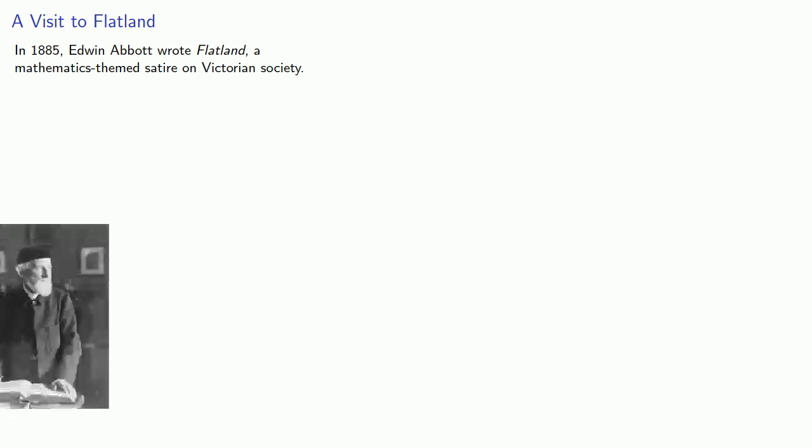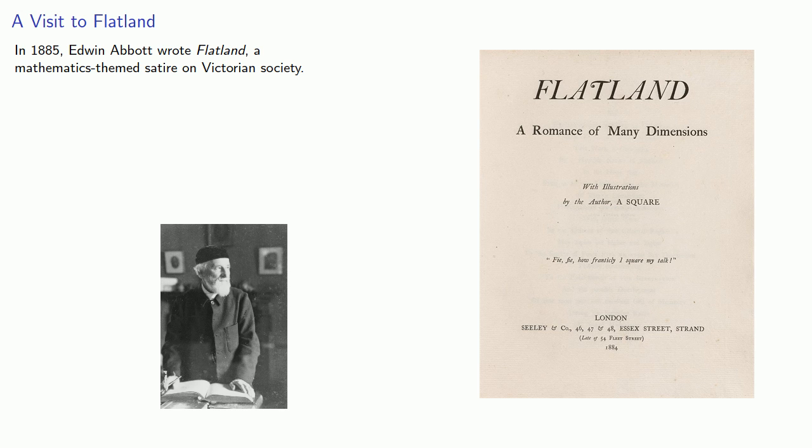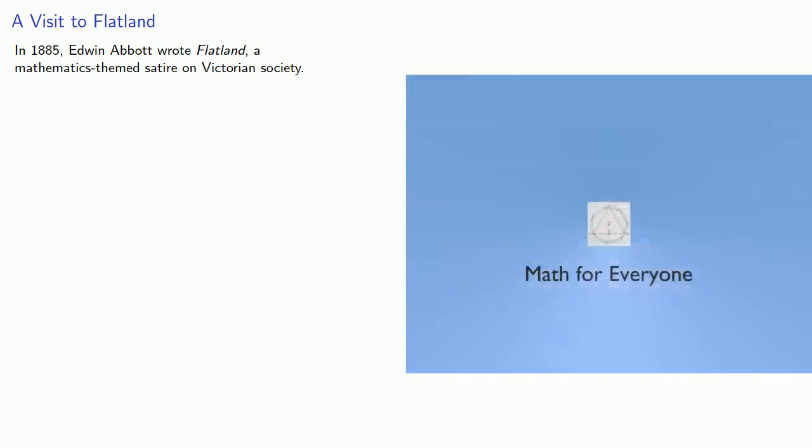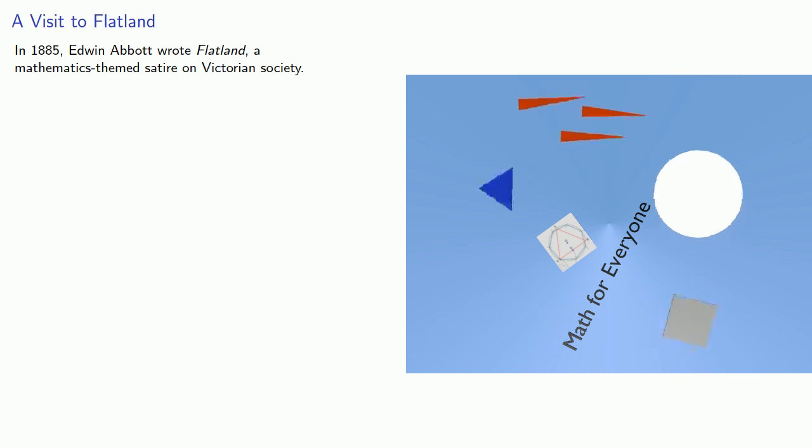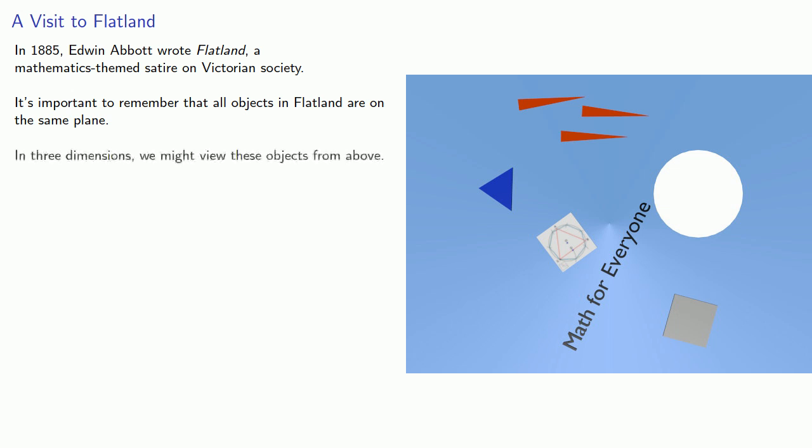Now, one way to get a better understanding of how to translate two-dimensional views into multi-dimensional objects goes back to 1885 when Edwin Abbott wrote Flatland, a mathematics-themed satire on Victorian society. Flatland describes the inhabitants of a two-dimensional plane. And it's important to remember that all objects in Flatland are on the same plane, and in three dimensions we might view these objects from above, but these look very different from a Flatlander's perspective.